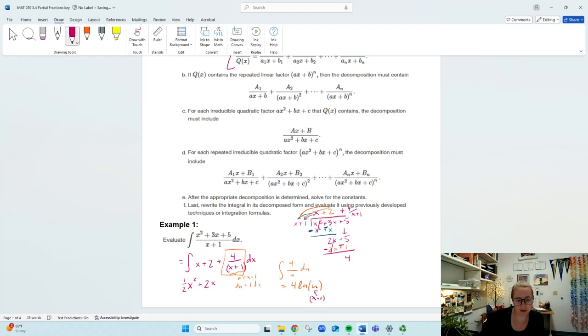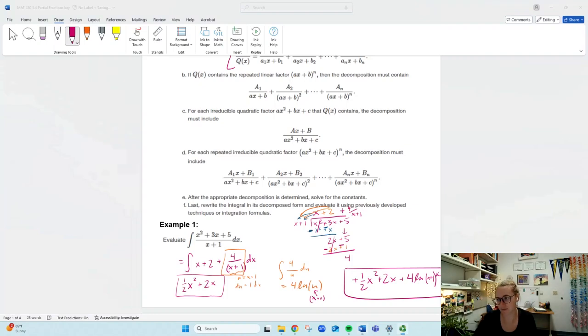So altogether, my final answer will look like my chunk that I have, positive 1/2 x squared plus 2x, and then plus 4 ln of not just u, but of x plus 1, and then plus, can't forget my plus c.